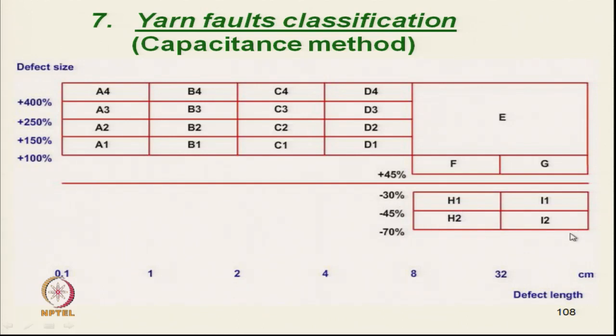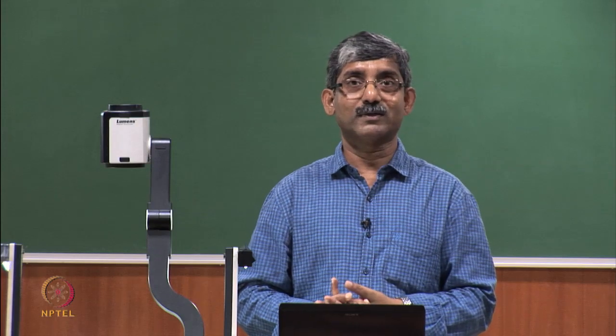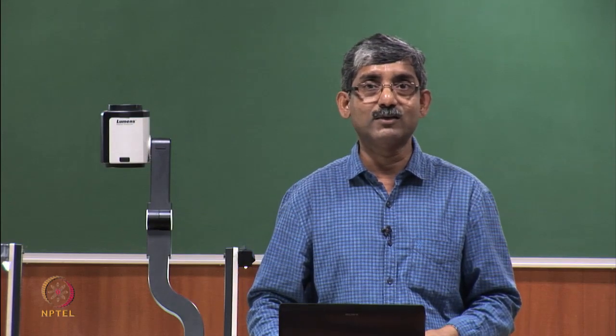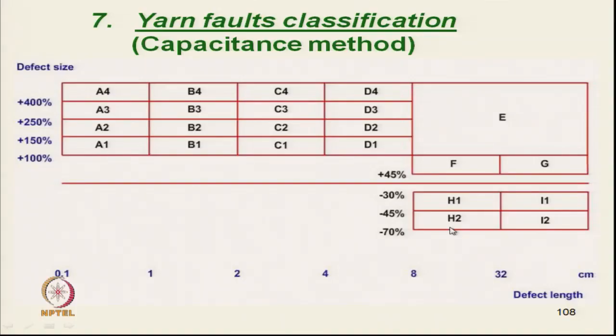So, if we see the severity of faults, E is actually a very thick fault, and I2 is a very thin fault. If we ask which fault is responsible for breakage in subsequent processes, it will definitely be I2 and H2; this will be the maximum reason for breakage. Which fault is responsible for very high slab appearance? E fault or D fault or C fault.